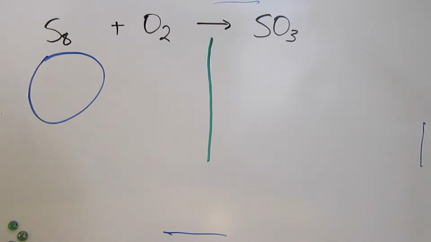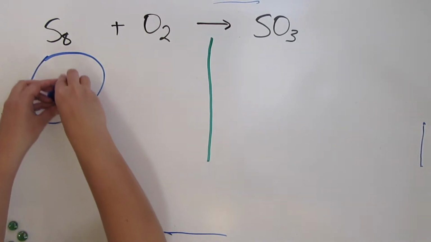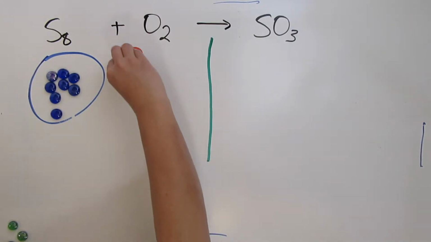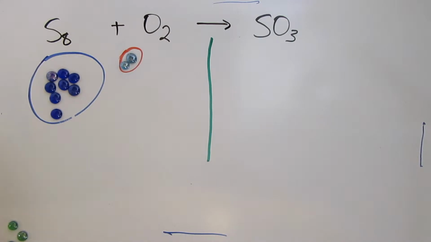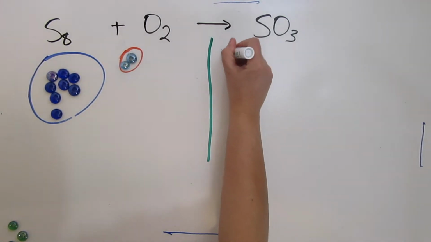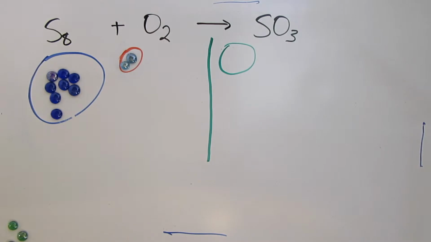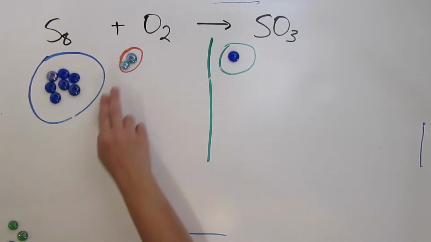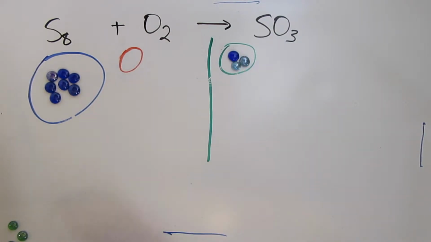We have something that has 8 atoms in one package. So there's your 8 sulfur atoms, and then we have our oxygen, and you can see that these are much smaller than the sulfur molecules because they have only 2. What we're going to make is a package that has 1 sulfur and 3 oxygens. So let's do that. Here's a sulfur, and we need 3 oxygens. Oh shoot, we only have 2.